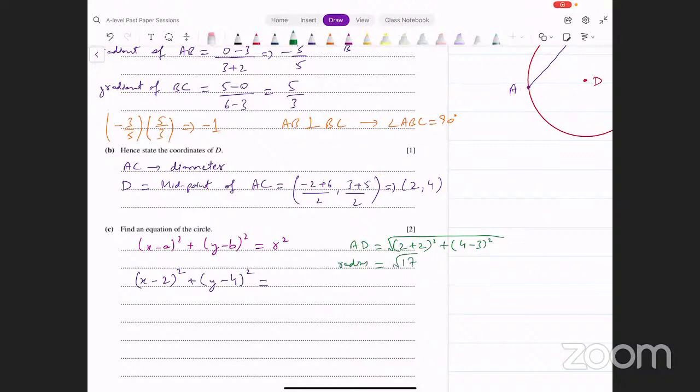यहाँ पे radius का square चाहिए, तो क्या लिखेंगे? Square root of 17 का square, which is 17. This is the equation of the circle. Just leave it like this, and that's going to be your final answer here. ठीक है? Okay, let's move on.